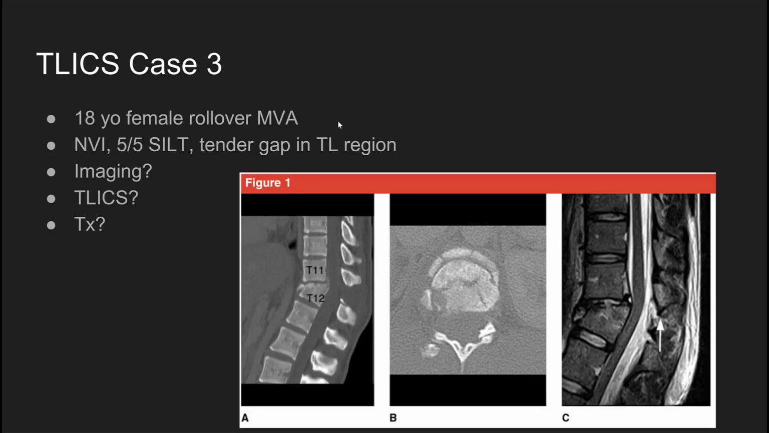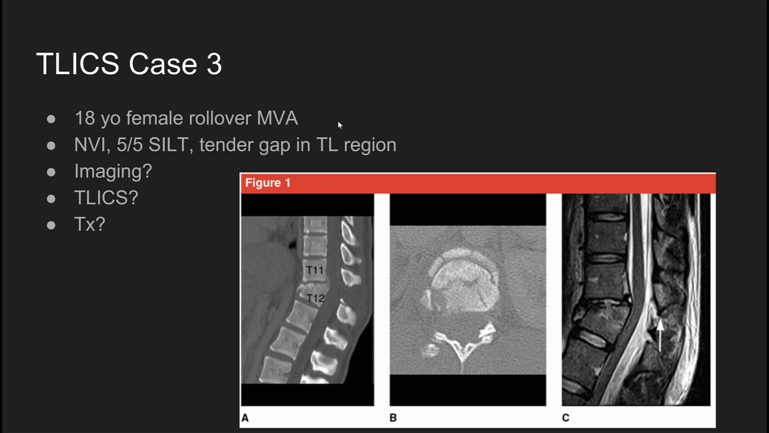Okay. So this is a third case, 18-year-old female, rollover MVA, neurovascular intact, 5 out of 5 strength. There is a tender gap in her thoracic lumbar region when you're palpating her. So we know she's a 3 already. Yeah, exactly. Because there's probably a step off there.